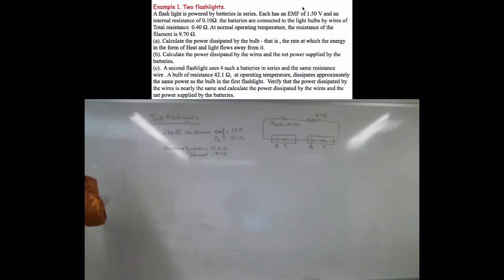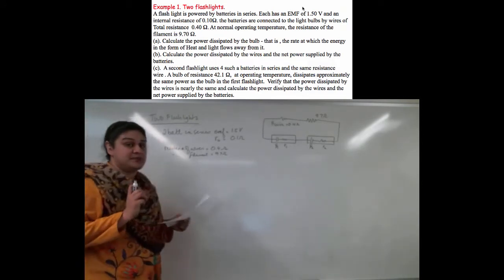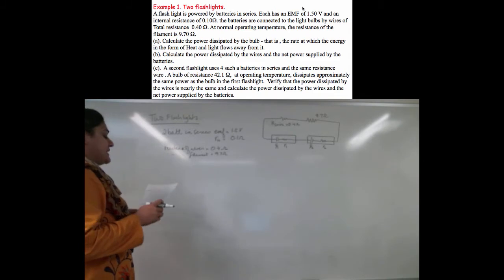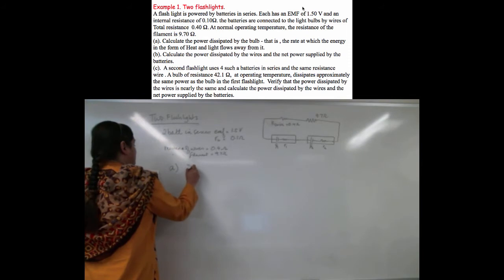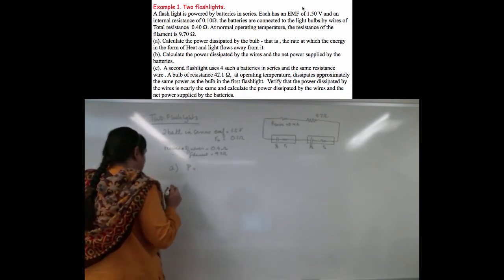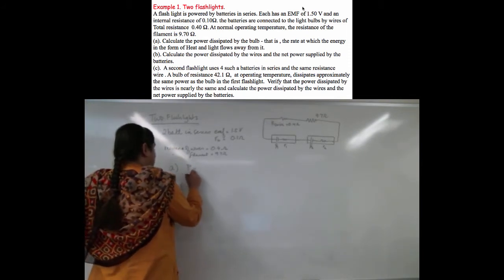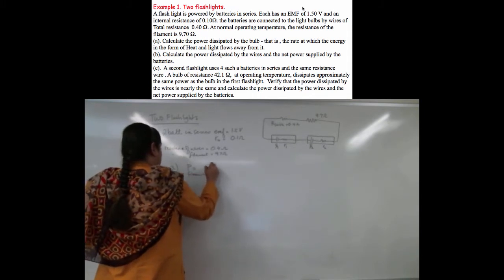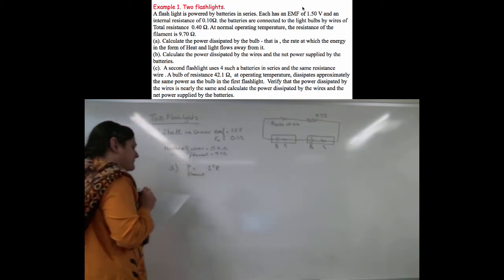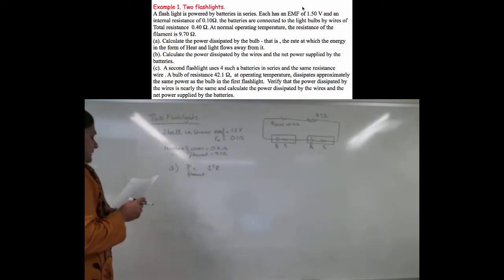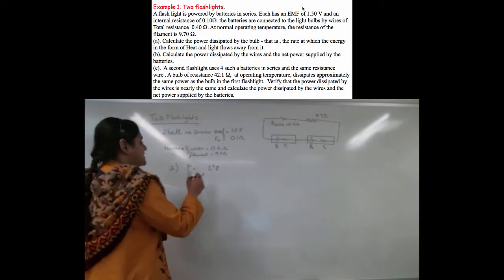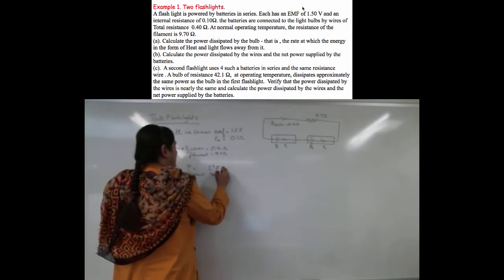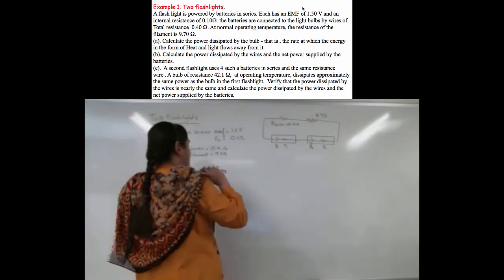Now it's asking for the power dissipated by the bulb, or the rate at which the energy is converted to heat. The power dissipated by the bulb or the filament is going to be I squared R. Now, what is I squared R? I actually don't know what I or R is, but I do know that this has to be I total and R equivalent of this entire circuit.